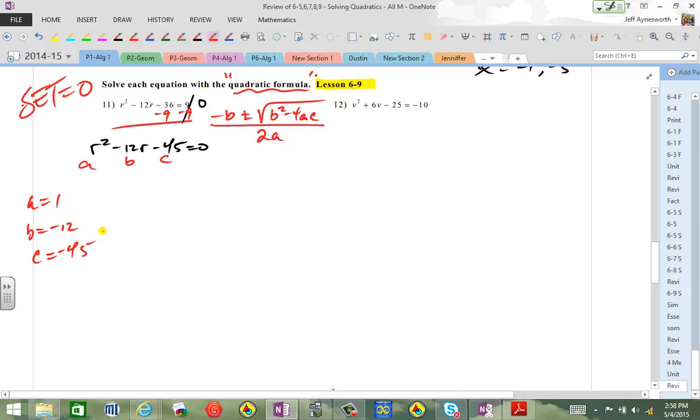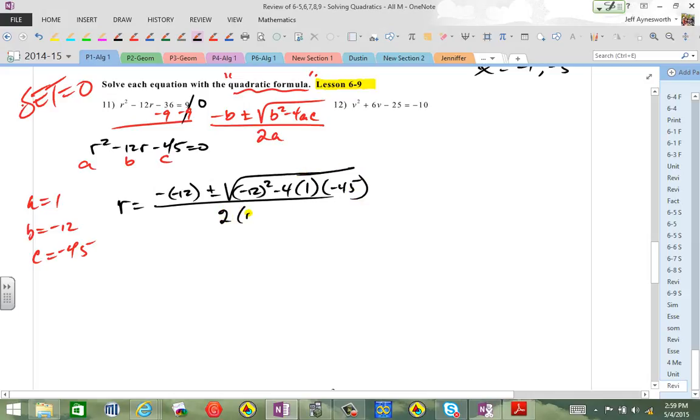So here we go. R is equal to negative of negative 12 plus or minus the square root of negative 12 squared minus 4 times A times negative 45 now, all divided by 2 times 1. Here we go. So R is equal to negative of negative 12. I'm going to look for my double negatives. I see one here. I also see one here. So just like I said before, but modified a little bit, I get 144 plus now 4 times 45, which is 180, divided by 2. So now I get 12 plus or minus the square root of, this is 324.